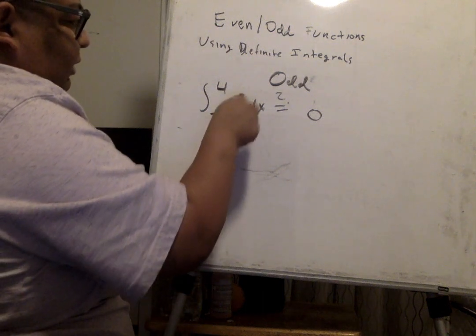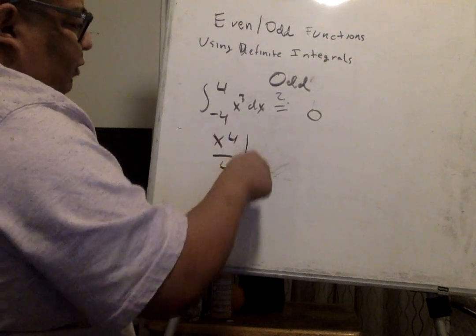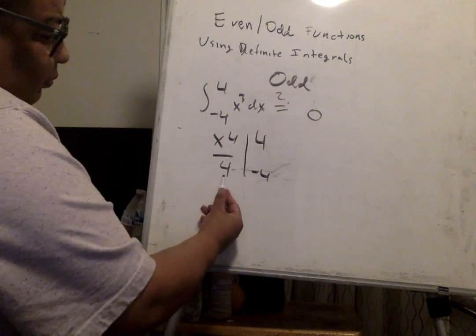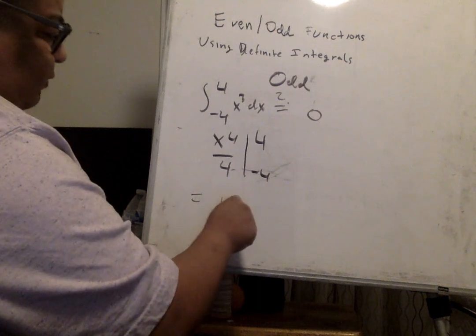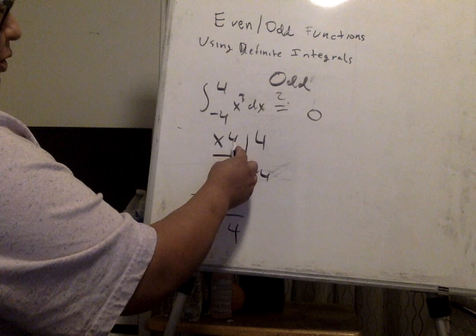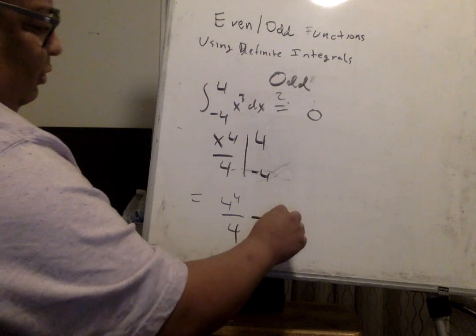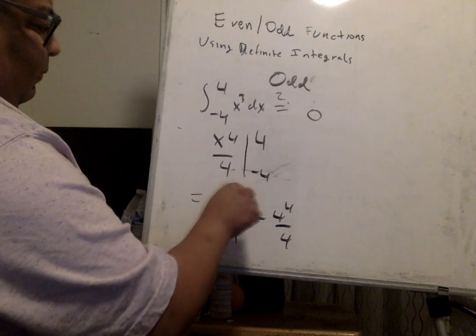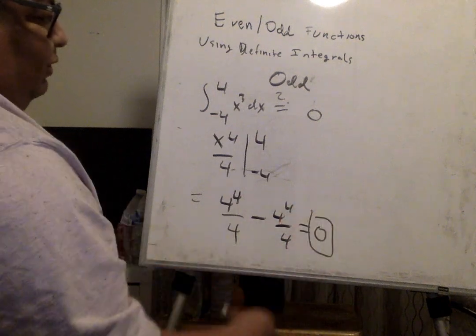Alright, so taking the antiderivative of x cubed using the power rule, we get x to the fourth over 4, going from negative 4 to 4. So this is equal to 4 to the 4th over 4, and then for negative 4 to the 4th, the negative becomes positive, so this becomes minus 4 to the 4th over 4. So this is equal to 0. And that's the final answer. So indeed, this is 0.